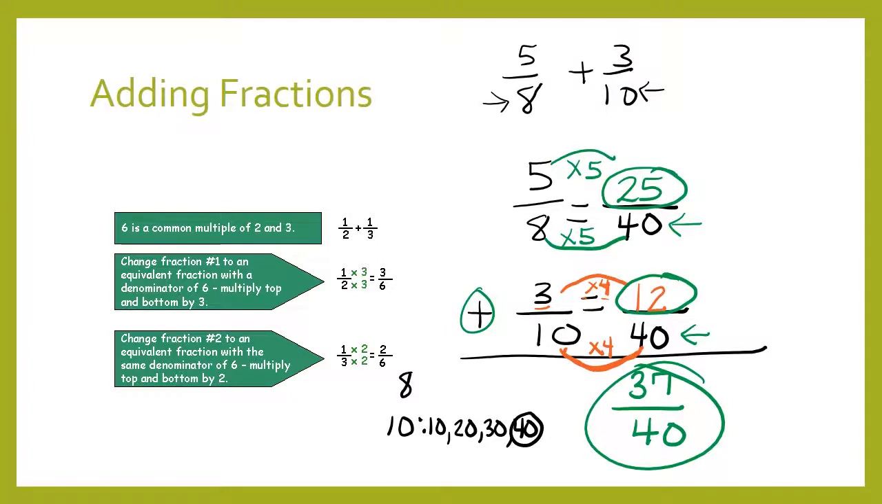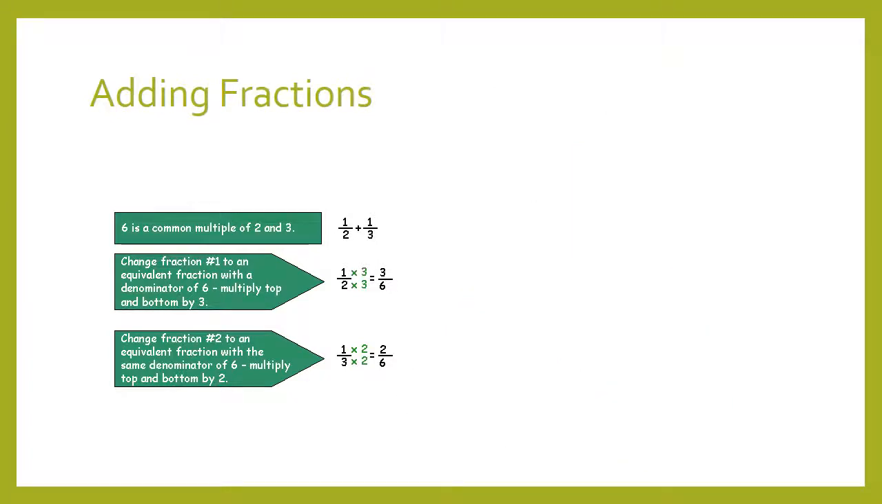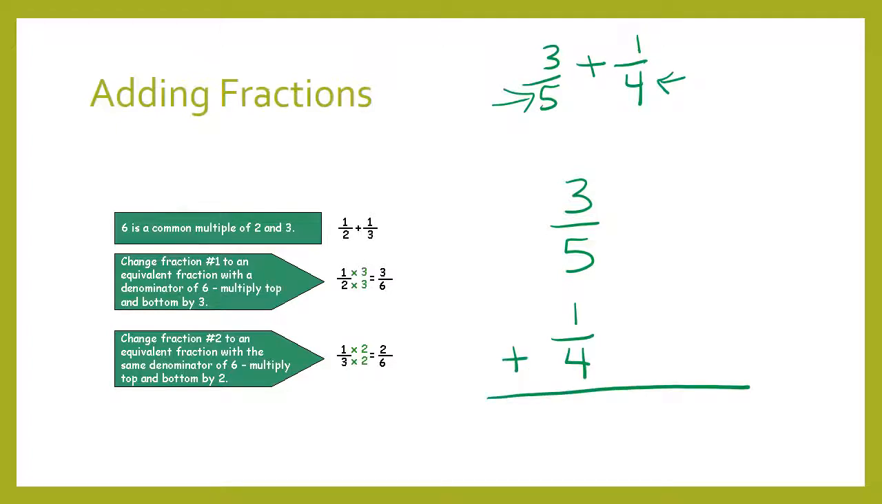Now, let's look at one more where I'm adding. Let's take 3/5 and add 1/4. Well, since my denominators are different, then I'm going to write them vertically. And I'm going to leave space in between so I have plenty of room to work. And then I'm going to start listing its multiples. If my denominators are 5 and 4, then I'm going to start listing the 5's multiples first.